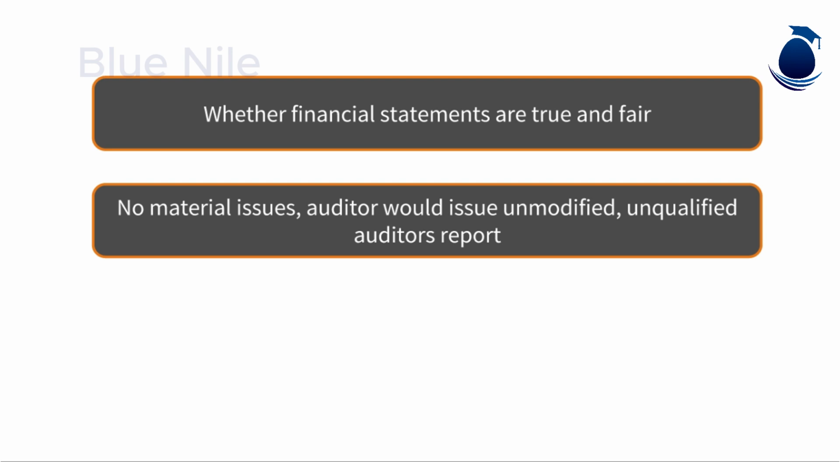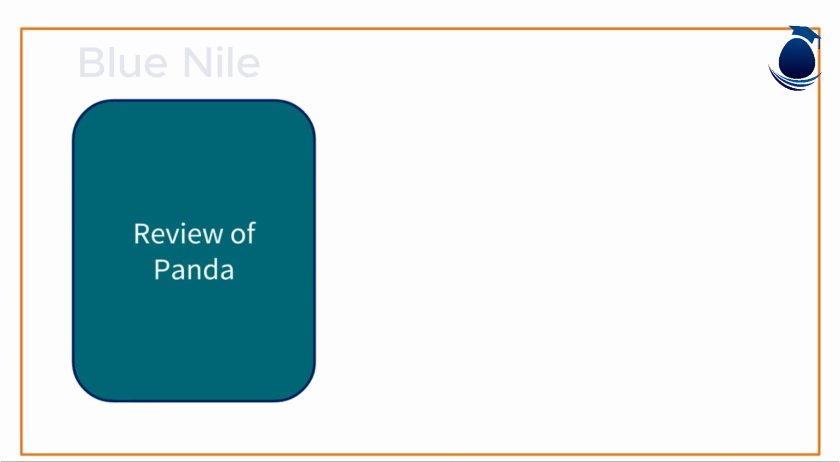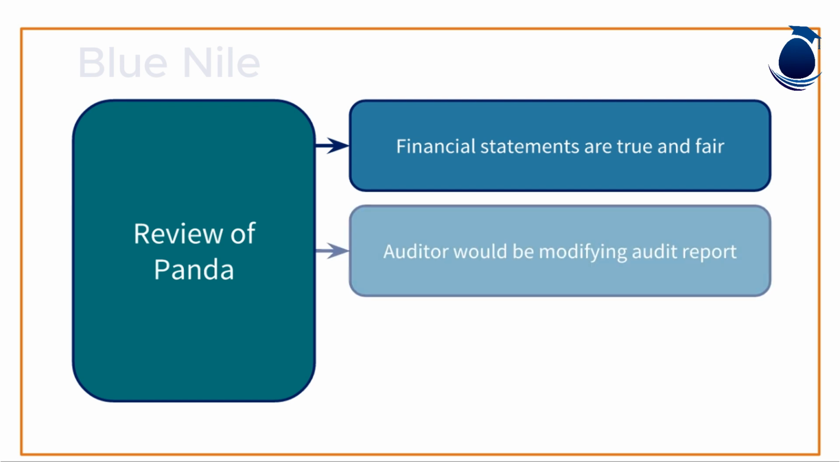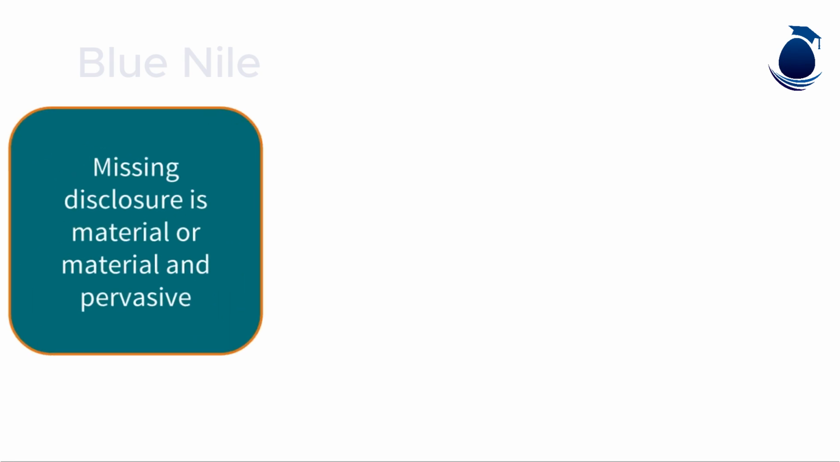The problem we have in this scenario is that the auditor disagrees with the accounting treatment. Therefore, the review of Panda would not be that the financial statements are true and fair. The auditor needs to then decide why they are not happy with the financial statements. As this is a disagreement, the auditor would be modifying the audit report due to a material misstatement in the financial statements. They then need to decide whether the missing disclosure is material or material and pervasive.